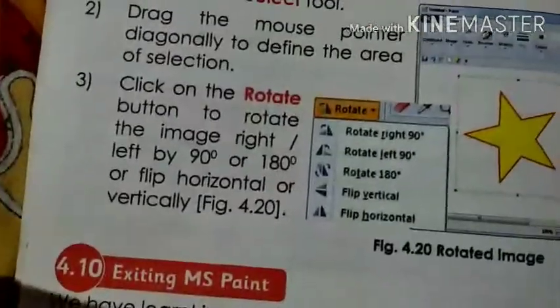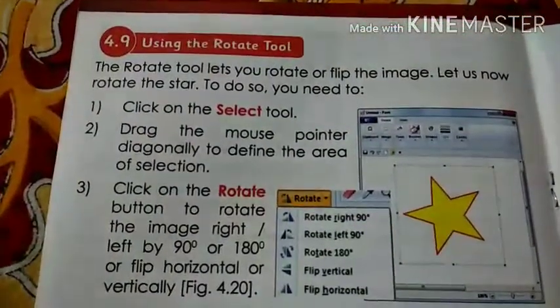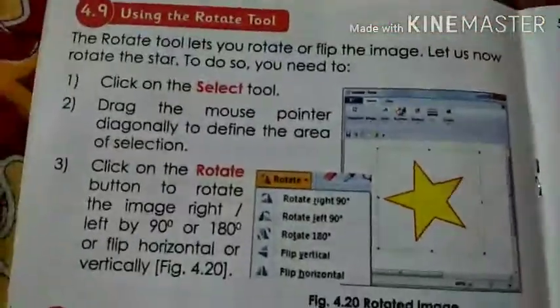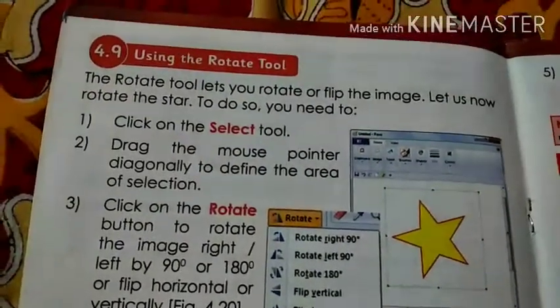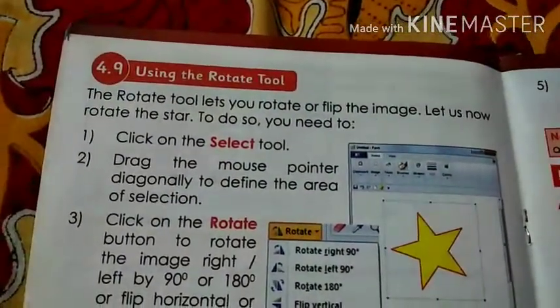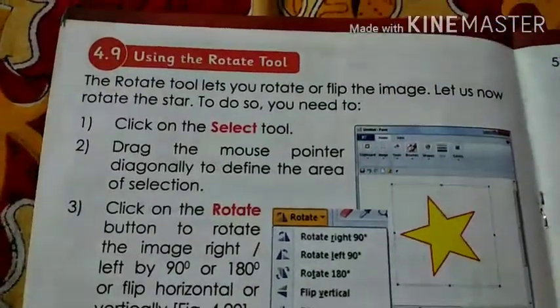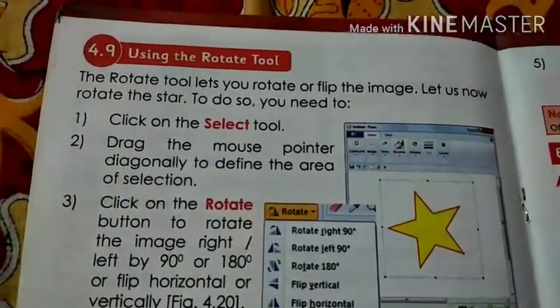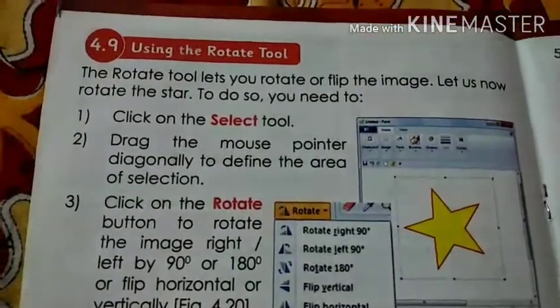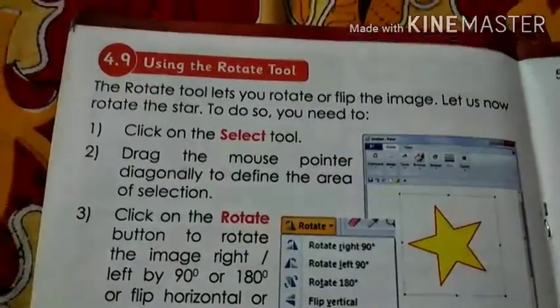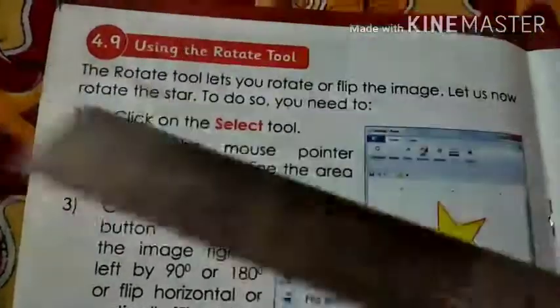Okay, now turn to page number 32, 4.9, using the rotate tool. So now we have learned how to select content from MS Paint, and then how to resize it. Now we are going to learn how to rotate them. Rotate means what? How to turn it, how to change its direction and position, okay?